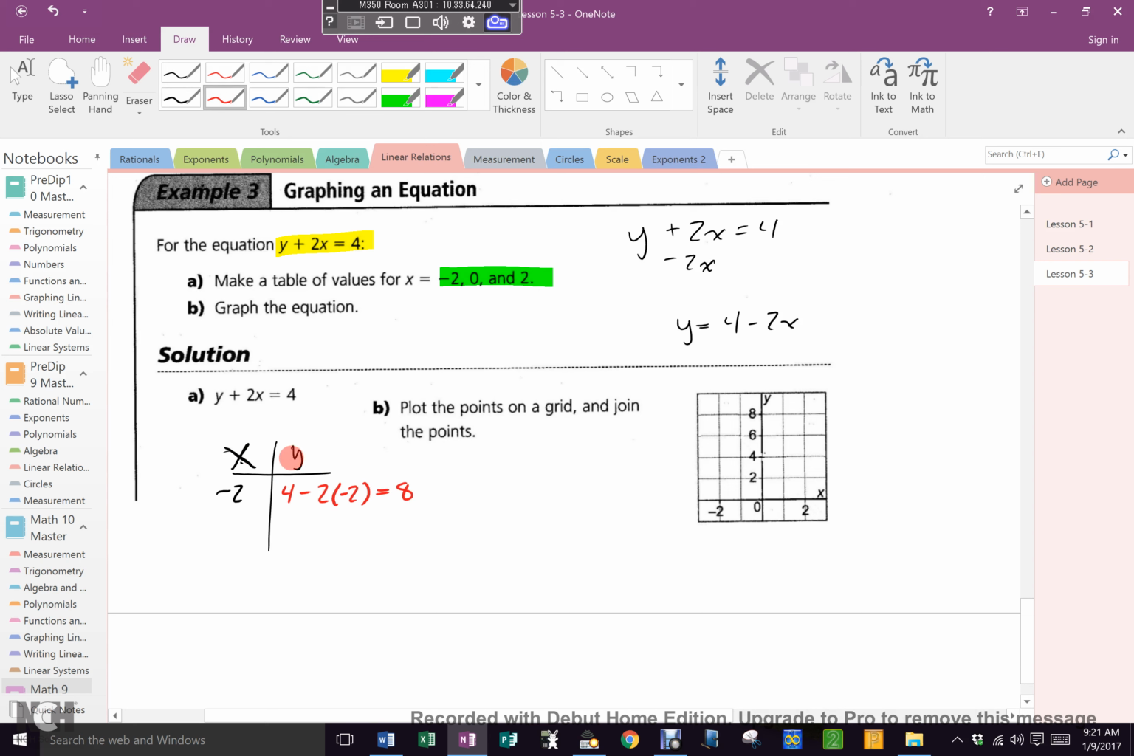So x was negative 2. What was y? 8. So what's the point that we can put on our graph? Negative 2 is the x. What's the y? 8. Everybody good?